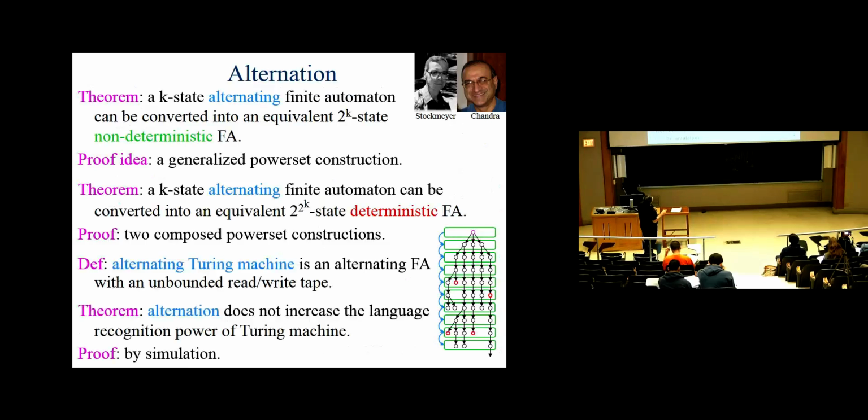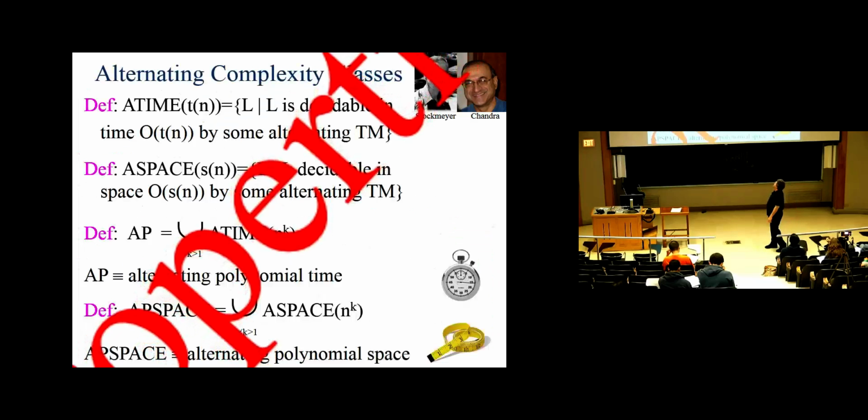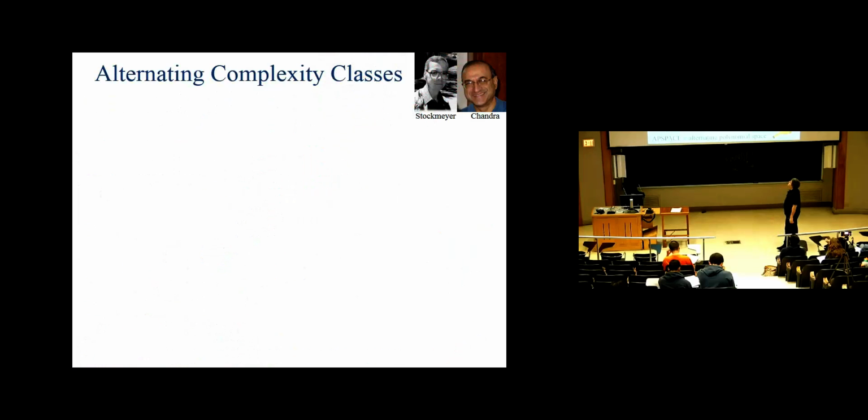You can simulate a k-state alternating finite automaton with a 2 to the 2 to the k state deterministic finite automaton, and that's a power set construction. It's a double power set construction. We'll leave it at that. And you can have alternating Turing machines, and alternation doesn't, of course, increase the power of Turing machines, because a regular Turing machine can simulate all this alternation business with double exponential increase in time and space, but that's okay. And a whole bunch of other results and properties arise from that.